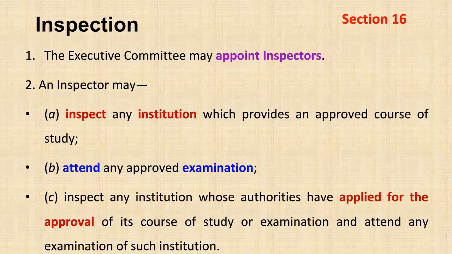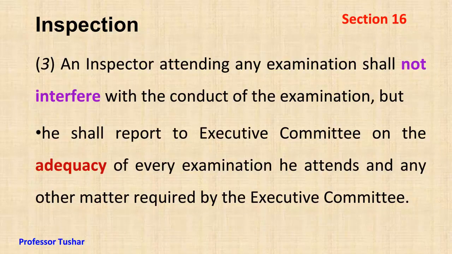An inspector may a. Inspect any institution which provides an approved course of study. b. Attend any approved examination. c. Inspect any institution whose authorities have applied for the approval of its course of study or examination and attend any examination of such institution. An inspector attending any examination shall not interfere with the conduct of the examination, but he shall report to Executive Committee on the adequacy of every examination he attends and any other matter required by the Executive Committee.